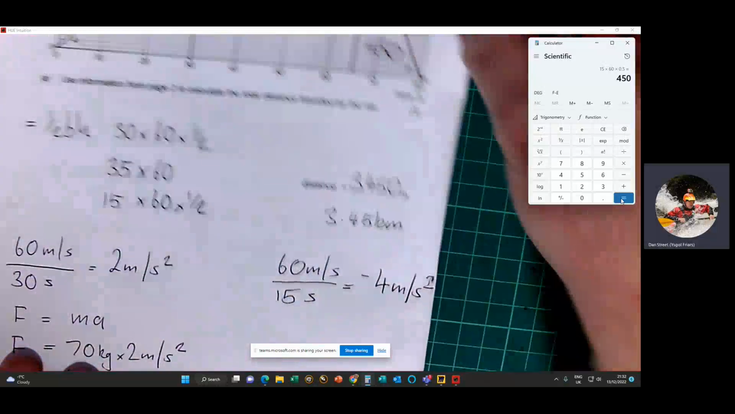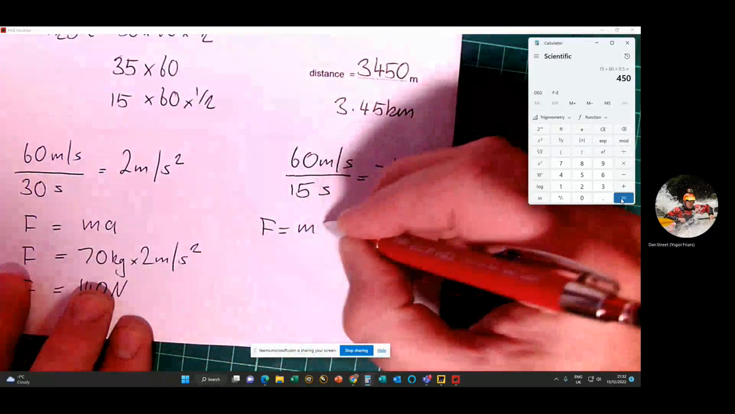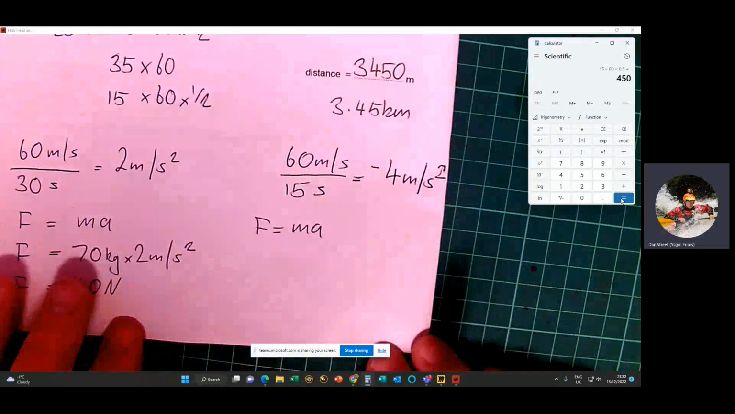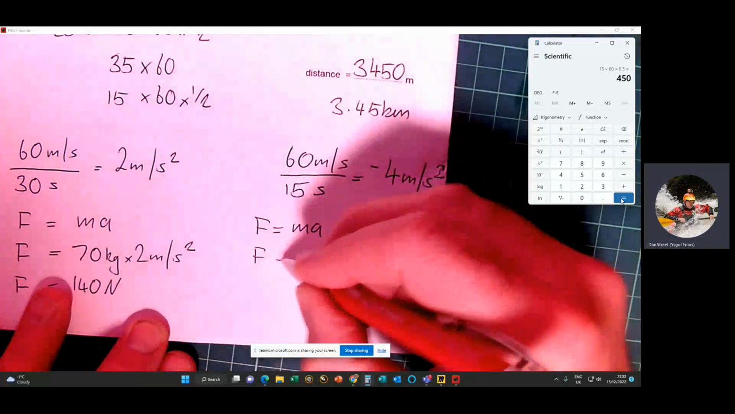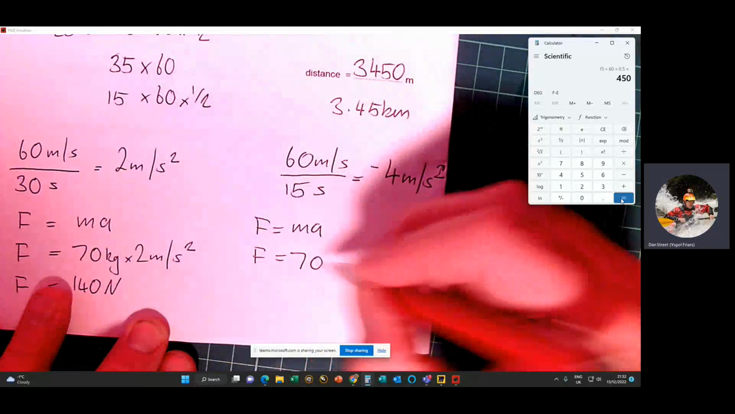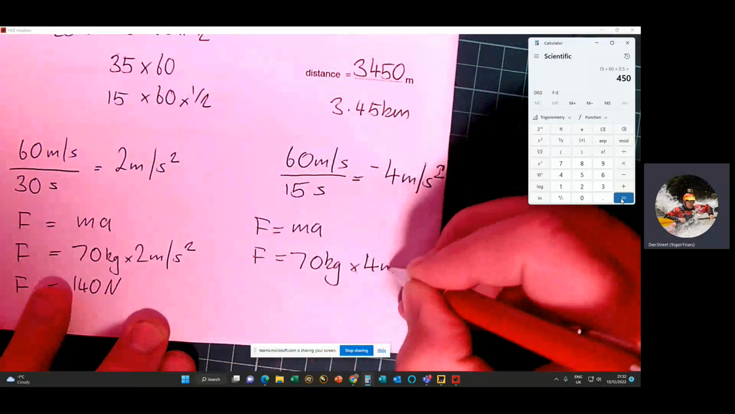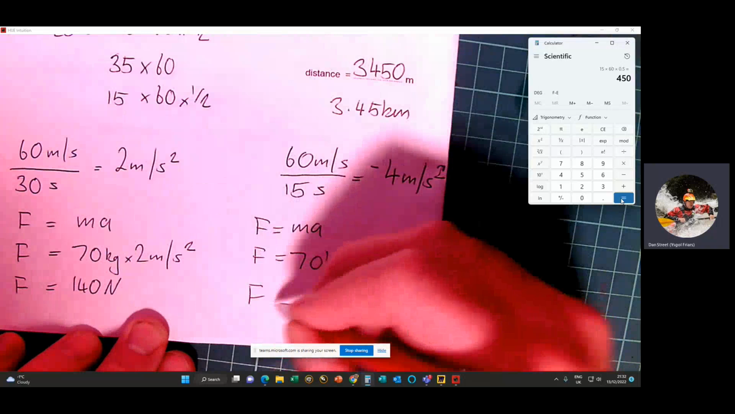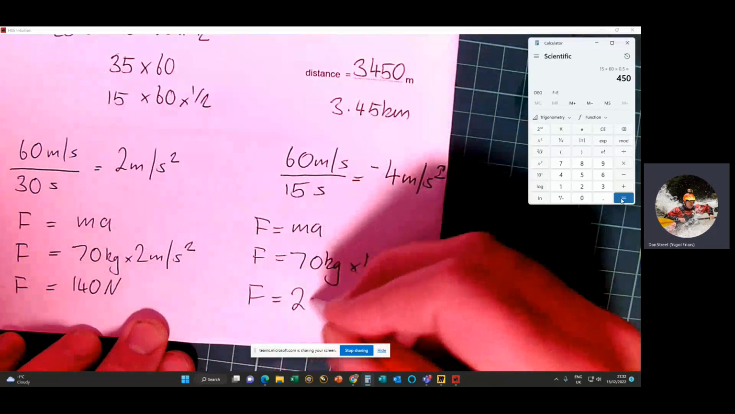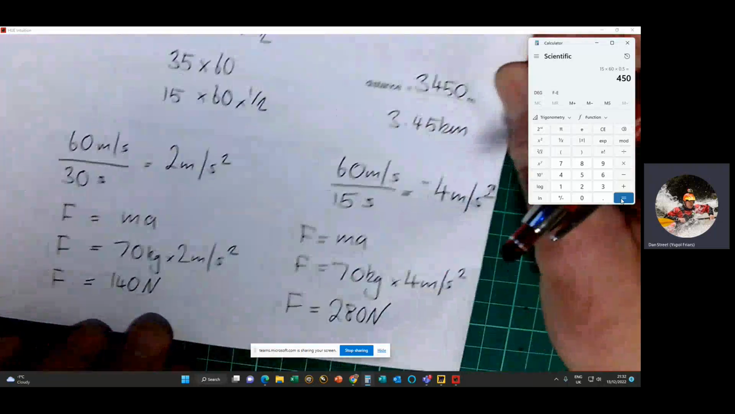And then again, we could use the F equals ma equation to work out the force that that person would encounter. And again, they won't have changed mass a great deal, and that would be by 4 meters per second squared. Okay, and that's going to be twice the other force, so it's going to be 280 newtons. Okay, so those are the sorts of calculations and the sorts of ideas that they're looking for.